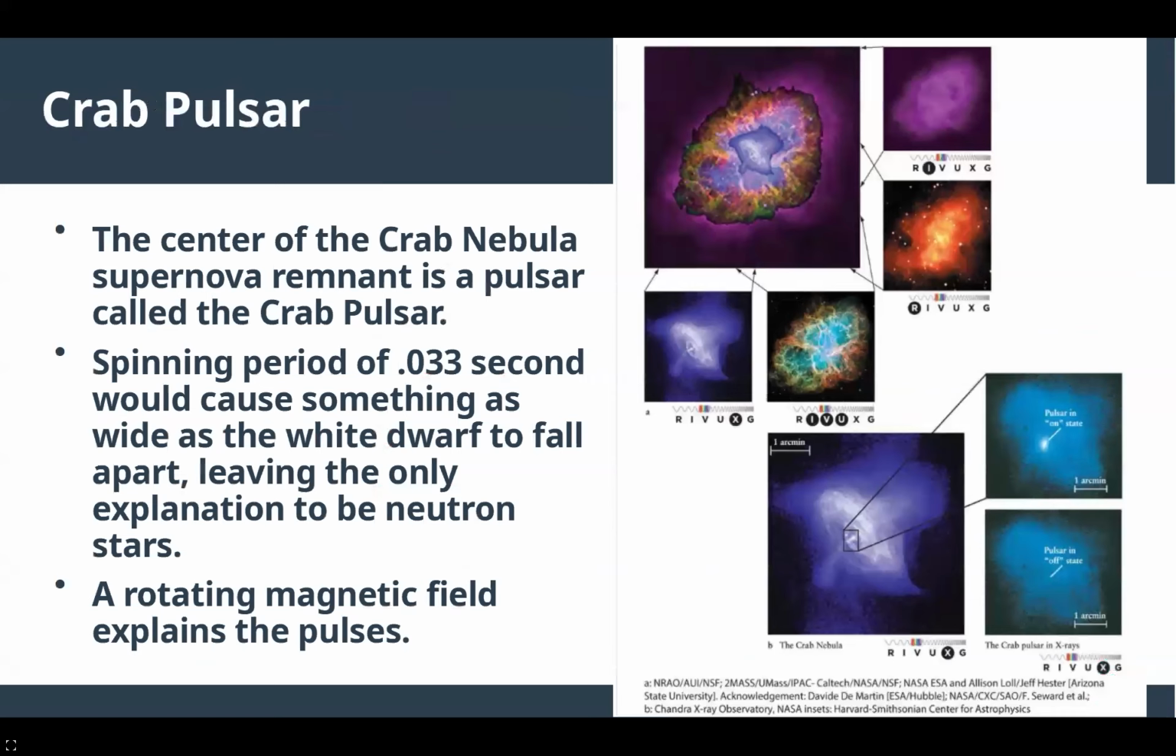A spinning period of 0.033 seconds would cause something as wide as a white dwarf to fall apart, leaving the only explanation to be neutron stars, which were up until that point thought to be very unlikely. A rotating magnetic field explains the pulses.